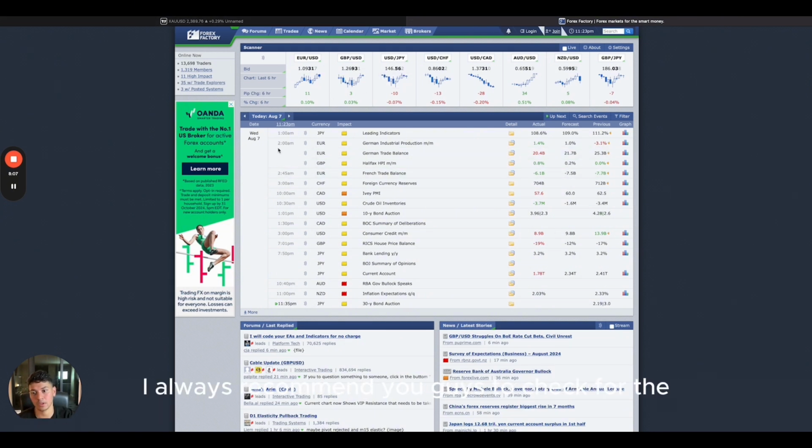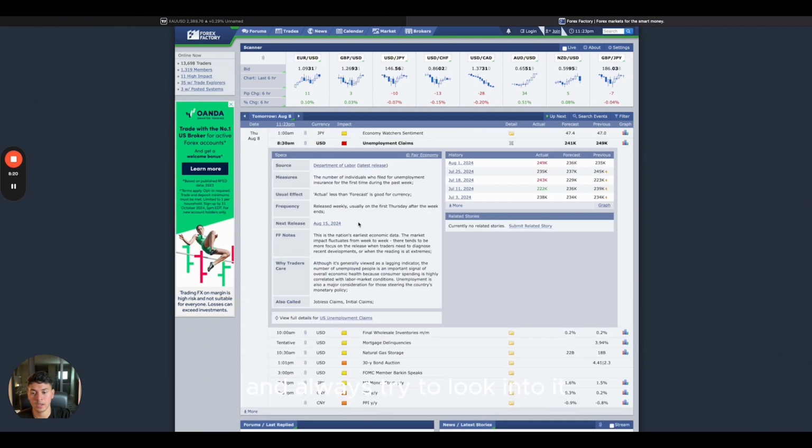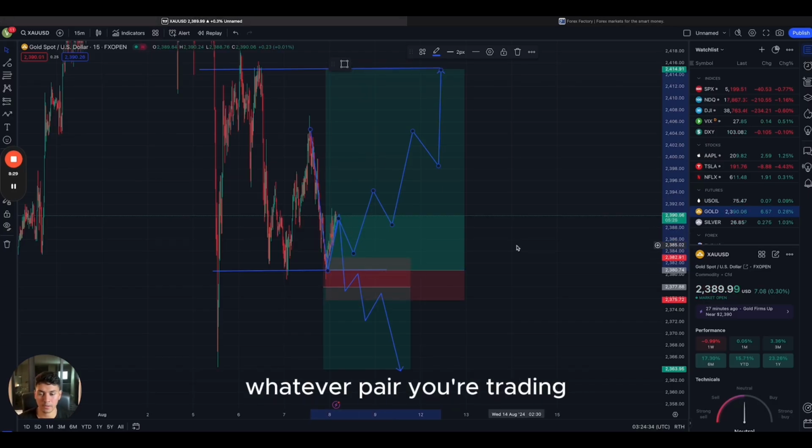I always recommend you guys check for the news right before you start trading, because this could actually impact your trading day and your trading plan as well. Always look for these red folders and try to read and understand what they could potentially do to your analysis with whatever pair you're trading. Always look out for news, guys.